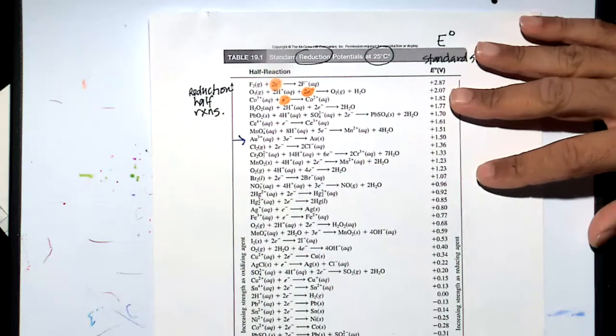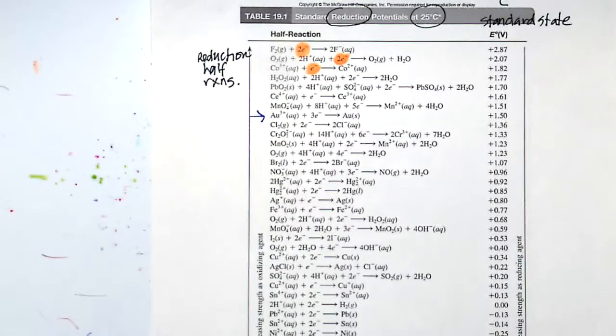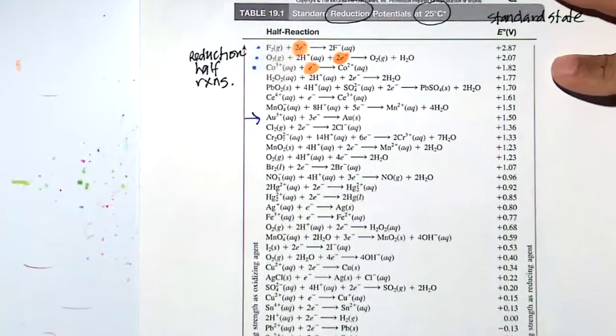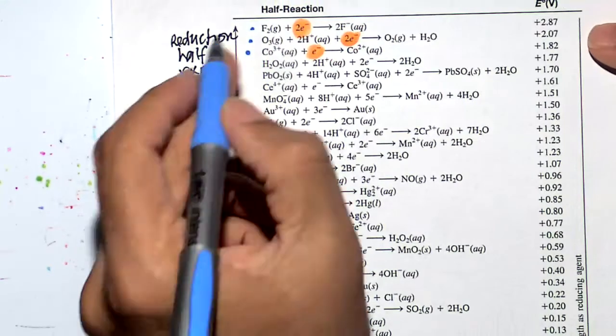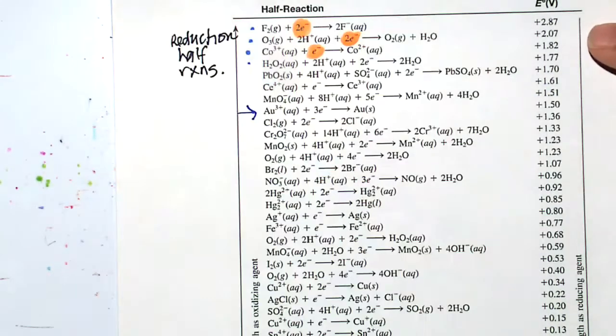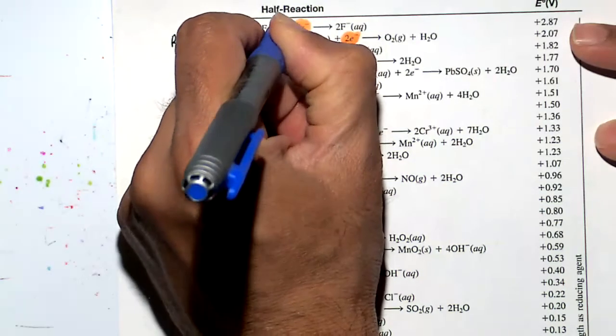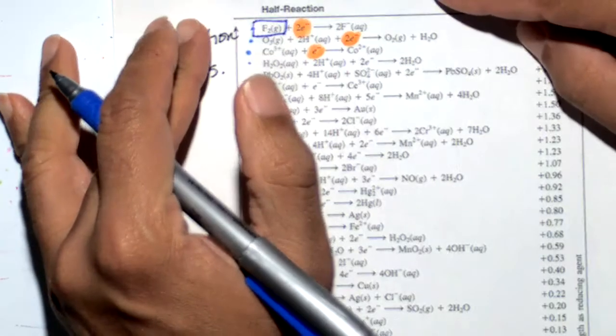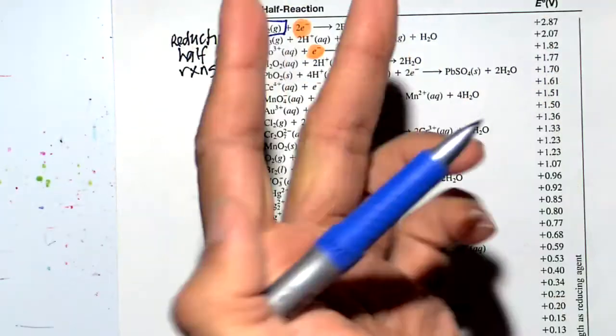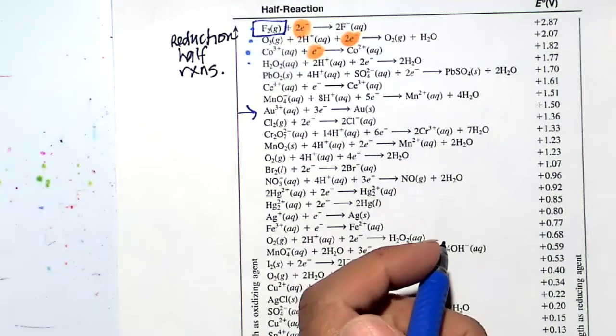But you see how all of these have an order? First it's F2, then it's O3, then it's Co plus 3, and then it's H2O2, then blah, blah, blah, all the way down. So this is how it works. You see F2 is at the top, right? Whatever is at the top can flip anything below it.